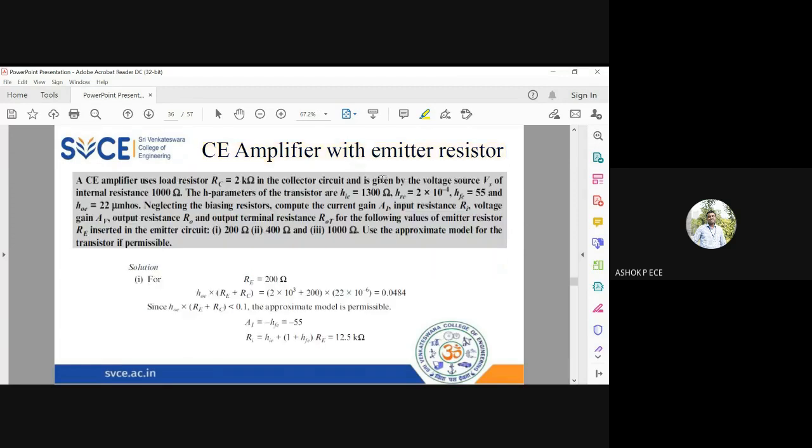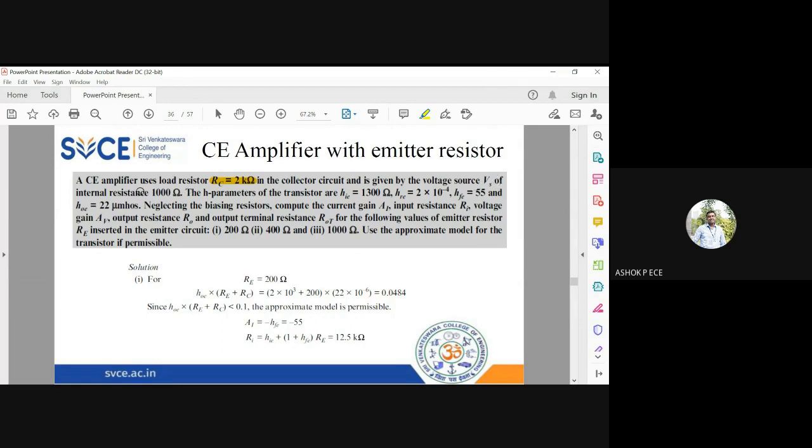Maybe we'll do a problem. You'll understand better. So they've given a problem. So the RC is given. RC is RL. Okay. So RC and RL are same. So RC is 2 kilo ohms. RL is 2 kilo ohms.